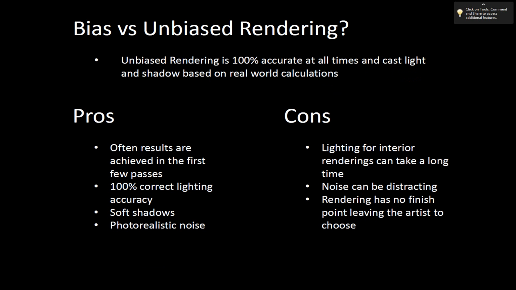And then unbiased rendering, on the other hand, is something where you can't limit it by a calculation or an algorithm. It's 100% accurate at all times and casts light and shadows based on real-world calculations. And so you can't tell it, well, I only want you to bounce the light a couple times so that we can save some time. But there is an advantage to this in that you see the rendering almost immediately and you can stop it wherever you want. But a disadvantage of that is that it's actually never finished. And so sometimes you have to use your discretion to figure out where it is going to be finished. And so you have to make that decision as the artist.